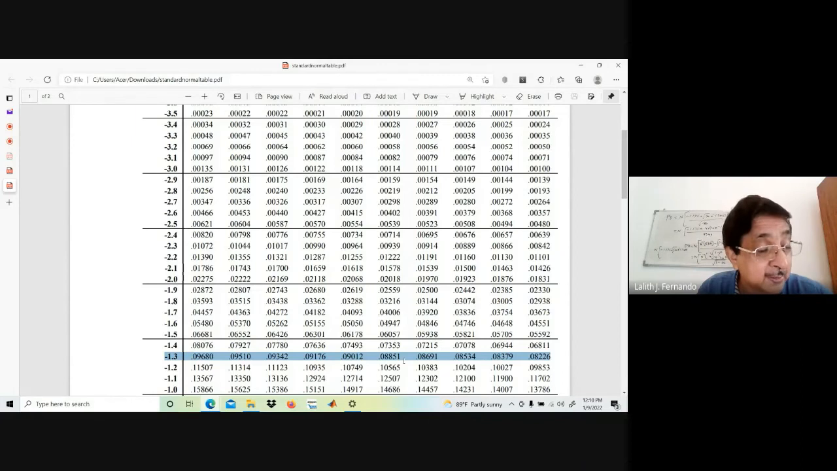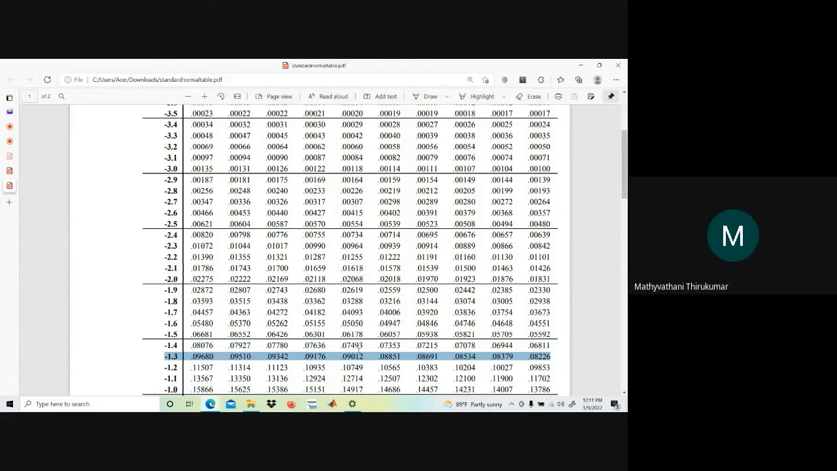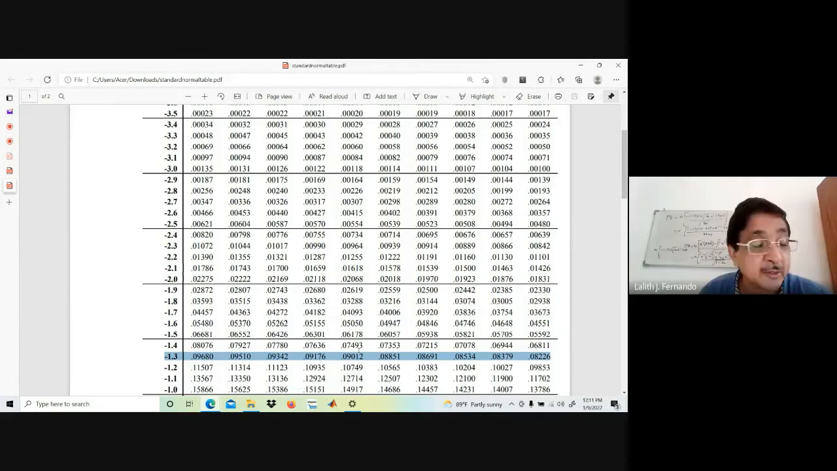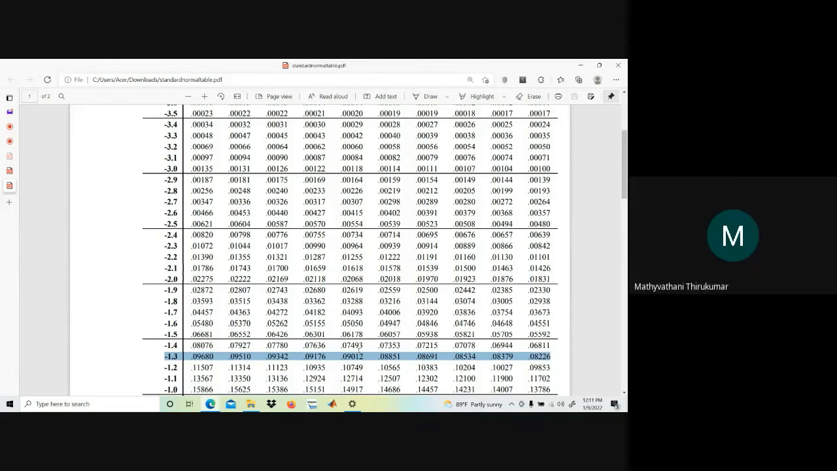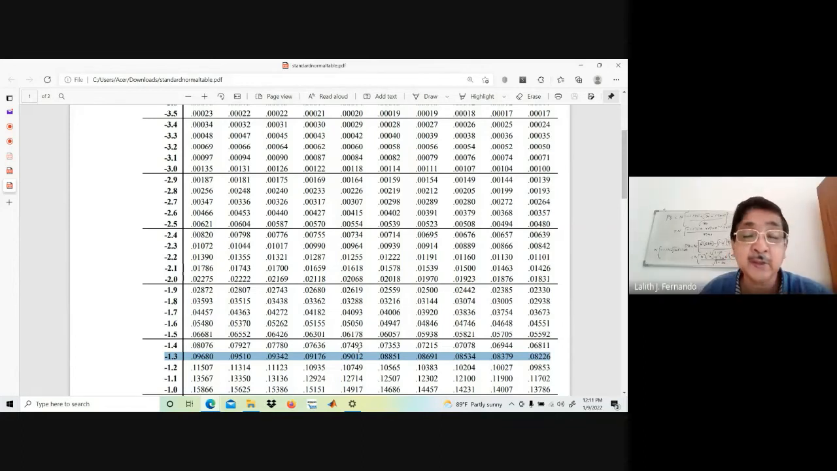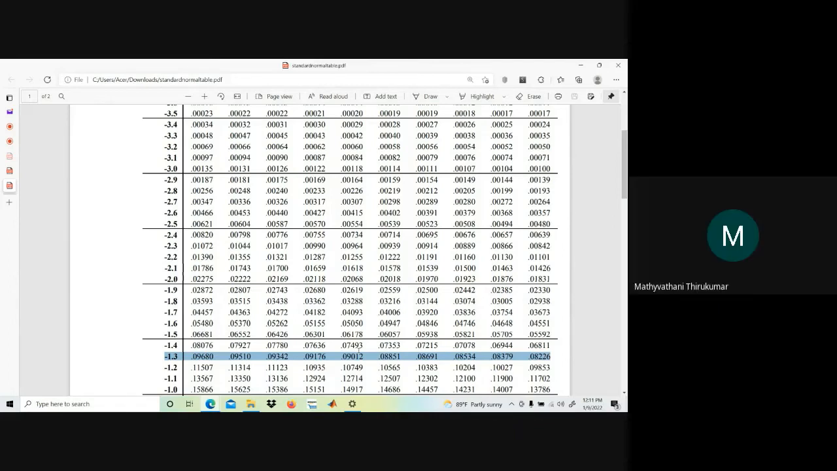0.074, right? Since it is 0.074, when you get the value as minus 1.3 and the corresponding figure here is 4, then you get minus 1.34. Then you have to add 0.74. Then you say minus 1.3407. Okay, sir. Thank you, sir.